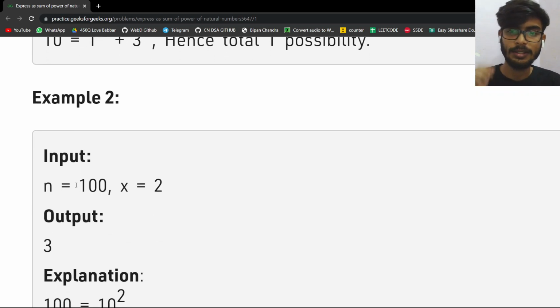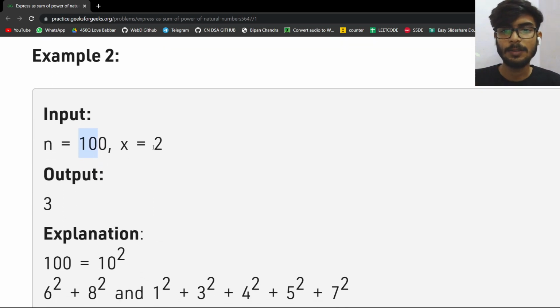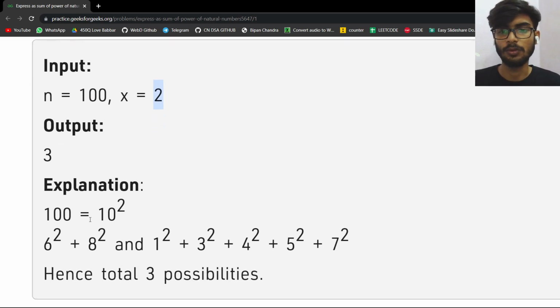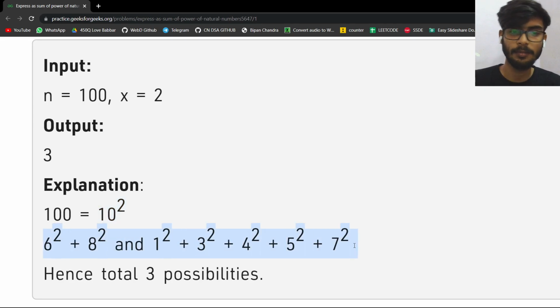Now in this particular case, n equals 100, and the only power I'm going to use is 2. So I'll be getting it by using 10 square or in these two remaining methods. So the total number of ways are 3.